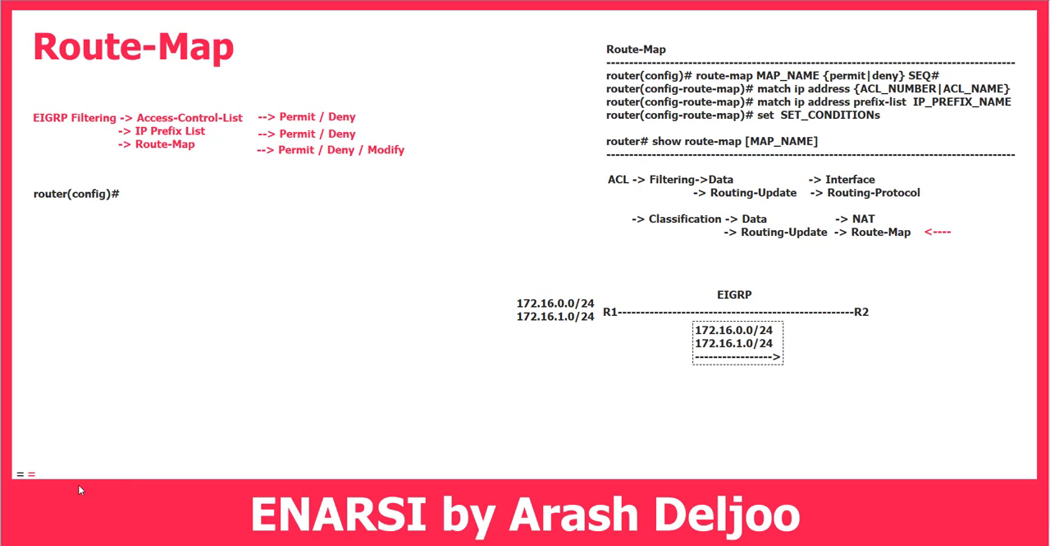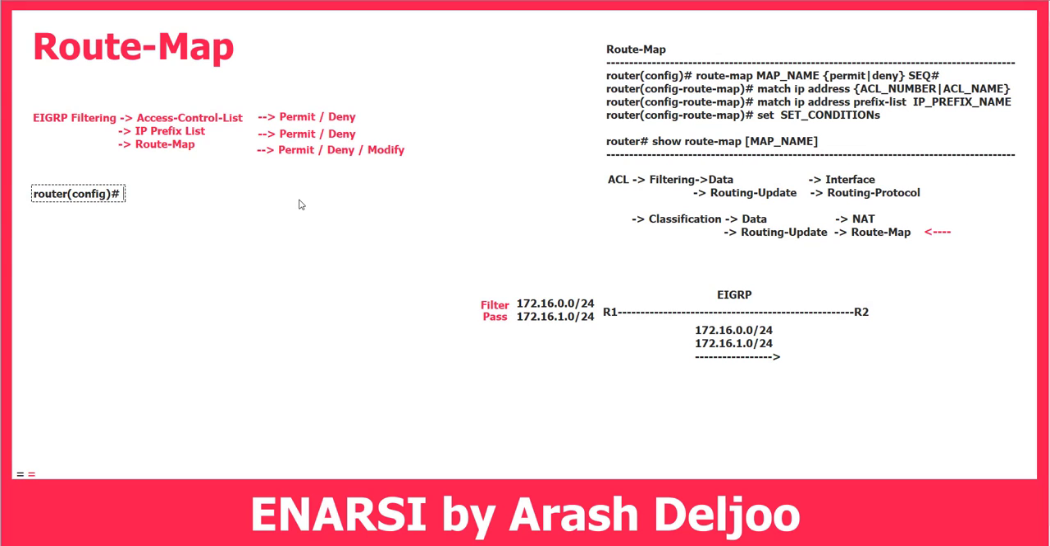Now, assume that we want to filter one of these routes. For example, I want to filter 172.16.0.0/24, and we want to send only 172.16.10.0/24. Actually, we should pass this update to router 2. Okay, this is our goal. I'm going to configure one route map for informing you how we can configure the route map, and also what is the function of the ACL in the route map.